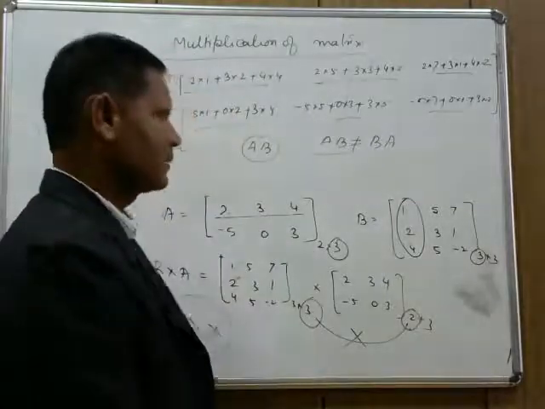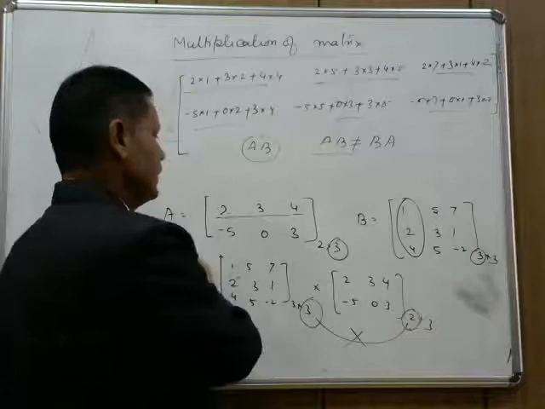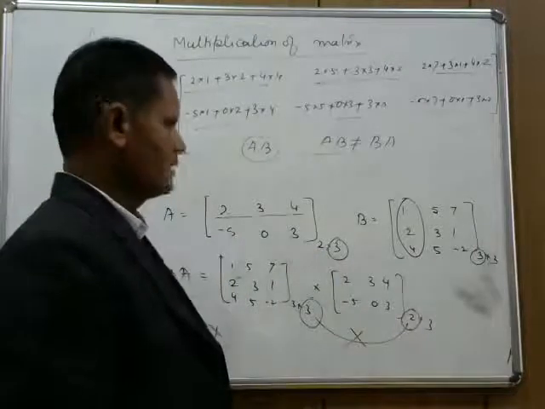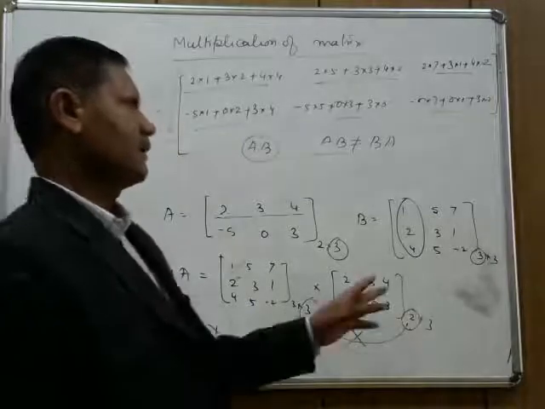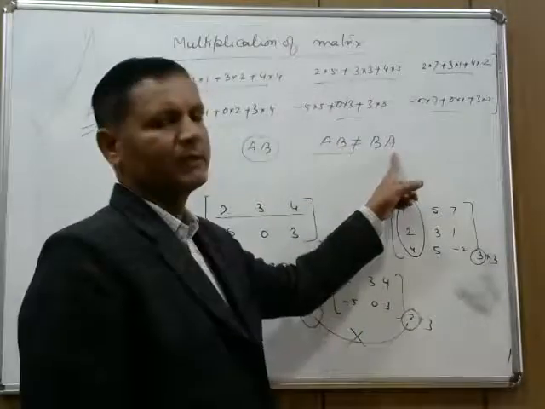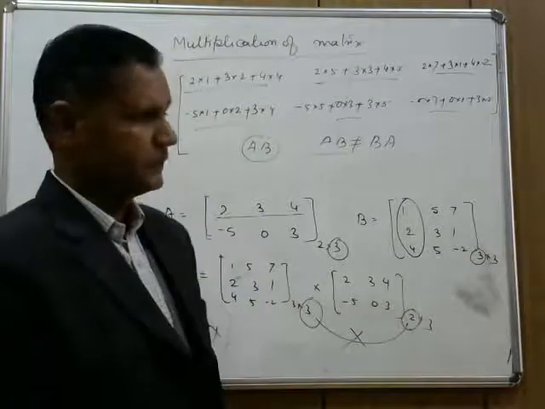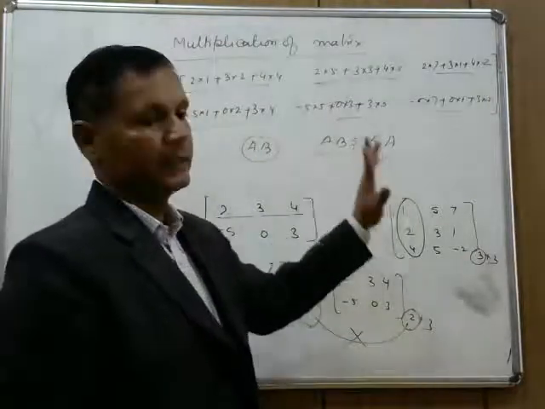Maybe if I give you another example, suppose I would have taken A as a 3 by 3 matrix, B is also a 3 by 3 matrix. Of course, I have got AB, I can get the value of BA also, I can multiply. But the answer will not be the same. Right? That's why AB is not equal to BA.